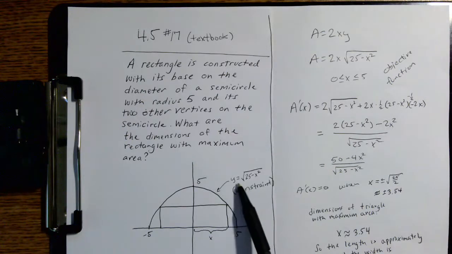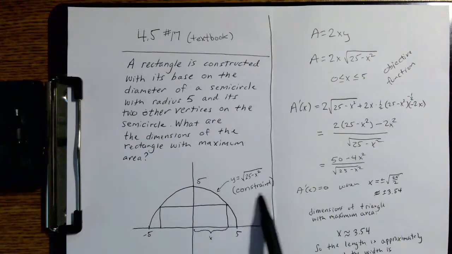So notice I wrote down here y equals the square root of 25 minus x squared, and in parentheses I wrote constraint. So that's the equation for that semicircle. So the vertices on there would have to satisfy that equation. So that's a constraint, meaning it's giving a relationship between the variables that we must follow. For all of our rectangles that we're considering, they must meet that constraint.